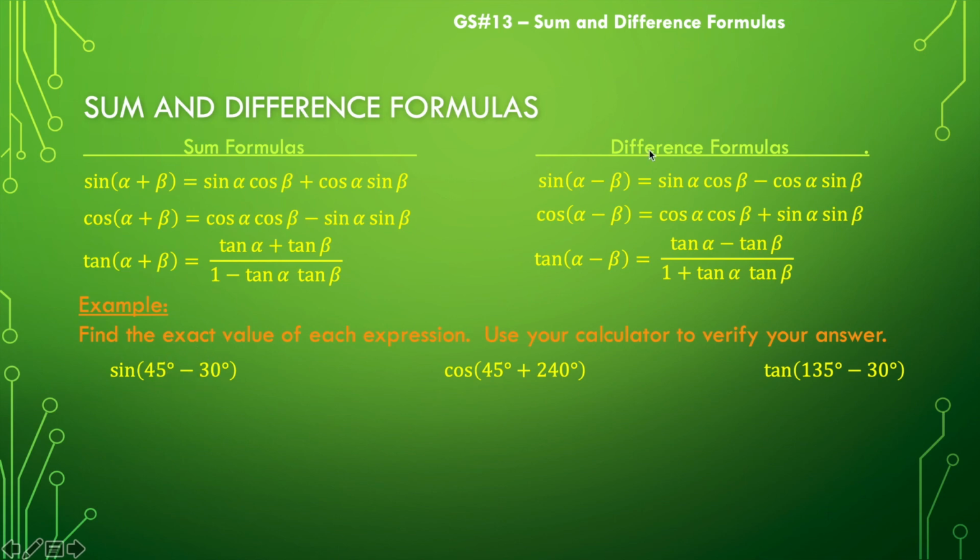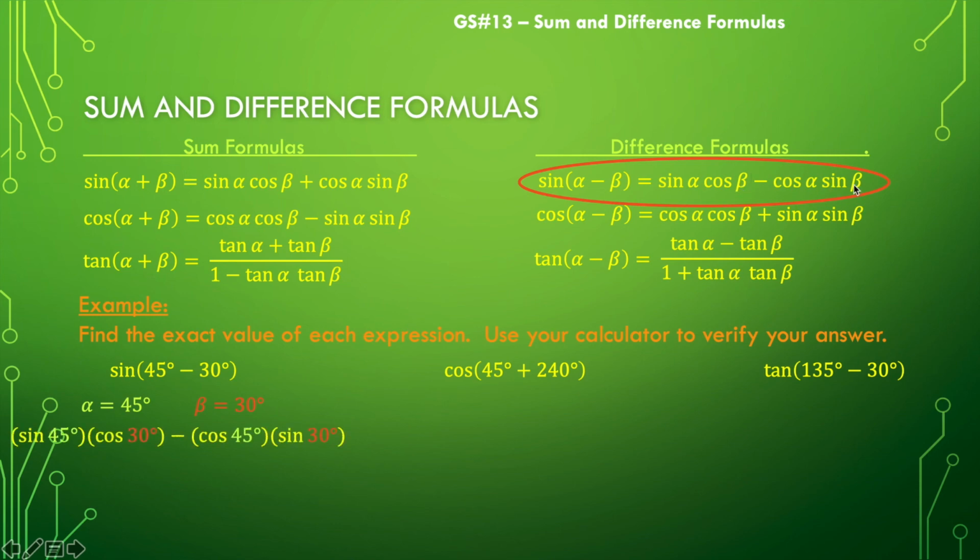So I'm going to come over here to my difference formulas, choose the sine formula, and identify what is alpha. Alpha here is going to be 45 degrees, and beta here is going to be 30 degrees. I am going to take these measurements and sub them directly into the formula. Every time I see an alpha, I'm going to replace it with 45 degrees, 45 degrees here and 45 degrees here, and everywhere I see a beta, I'm going to replace it with 30 degrees. So 30 degrees here and 30 degrees here.